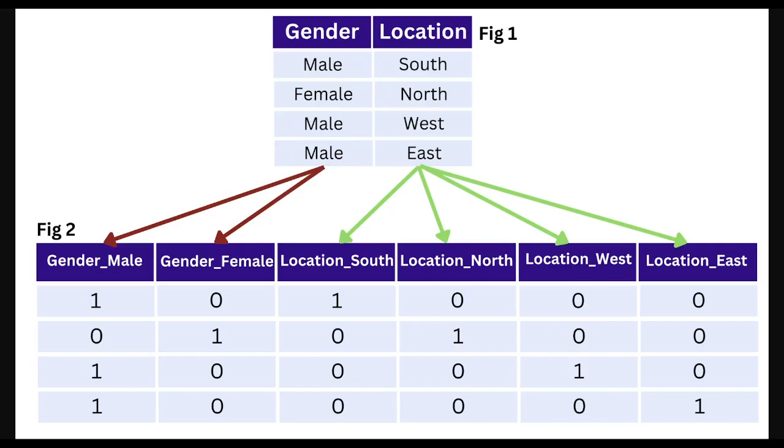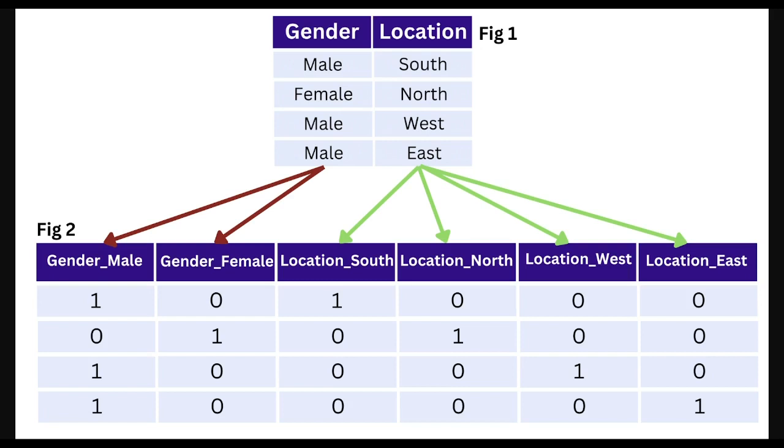In the last row of figure 2, you can see the value 1 is present in the gender male column, and the value 1 is also present in the location east column, which means this entire last row is for someone male, and that particular male belongs to location east. So this is how one-hot encoding transforms your categorical data into numeric data in a combination of zeros and ones.